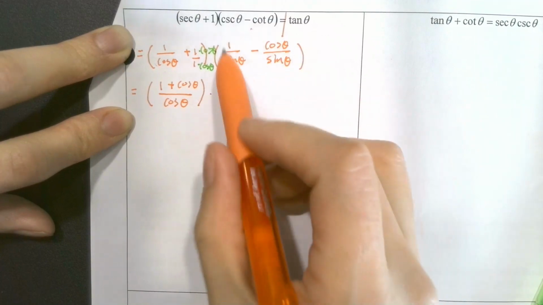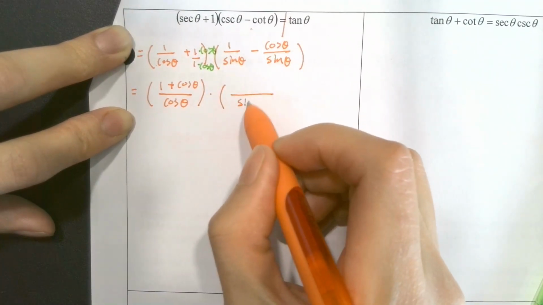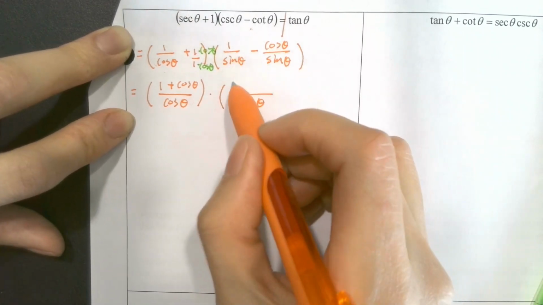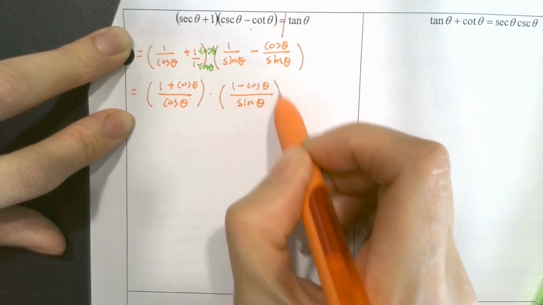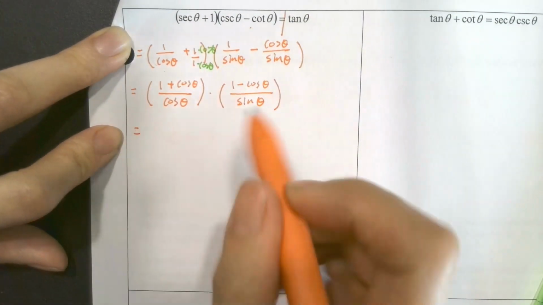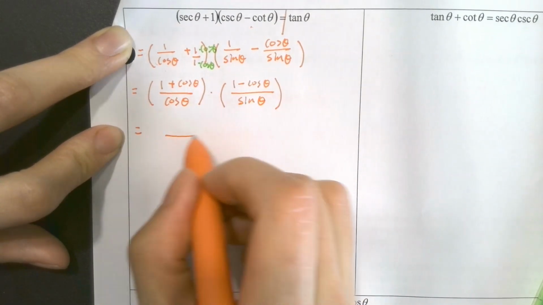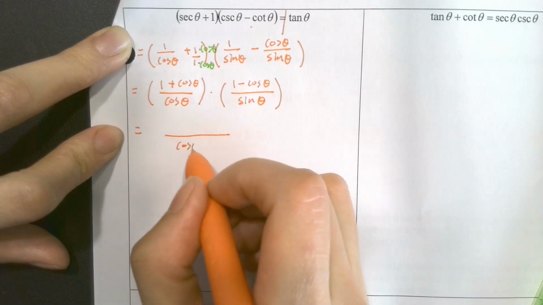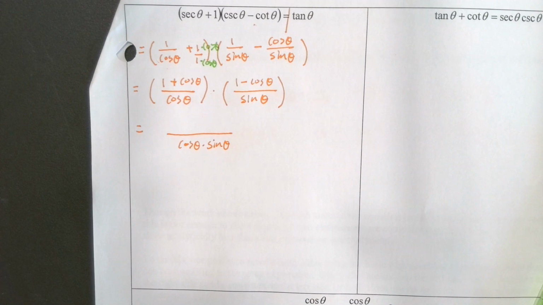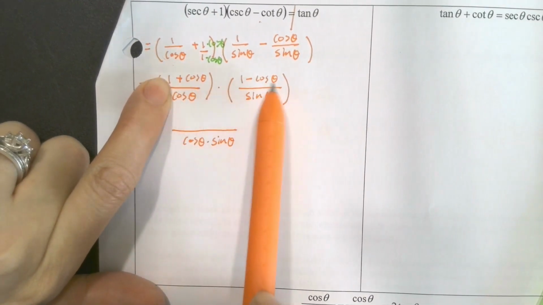Now let's look at the second parentheses. Notice both of them have the same denominator already. Yay, less work to do. So keep sine theta as the denominator. My numerator, 1 minus cosine theta. Cool? Alright, now let's multiply everything. When you multiply, you just multiply across. My denominator is just going to be cosine theta times sine theta. My numerator, guys, you have 1 plus cosine theta times 1 minus cosine theta.